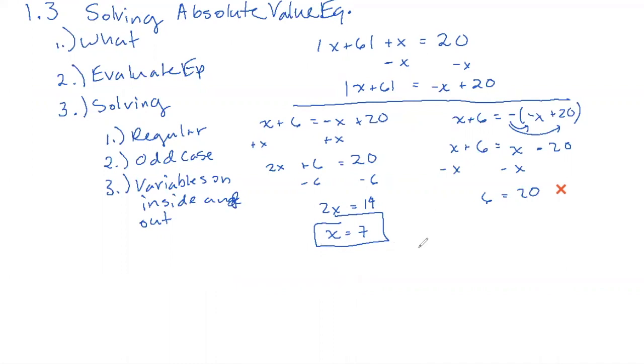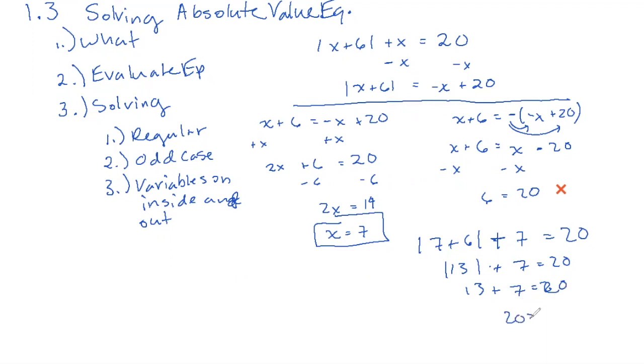So let's just check this real quick. We're going to go with 7: the absolute value of 7 plus 6, plus 7 equals 20. We can see the absolute value of 7 plus 6 is 13. The absolute value of 13 plus 7 equals 20, which of course gives us 13 plus 7 equals 20. We know this is true. We have 20 equals 20, right? So obviously, yes, this is correct.